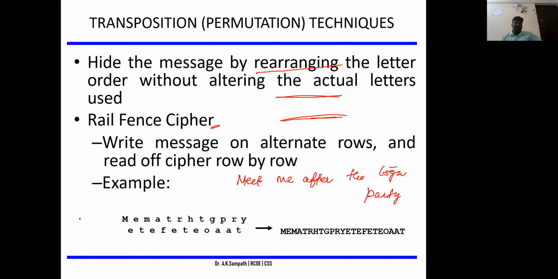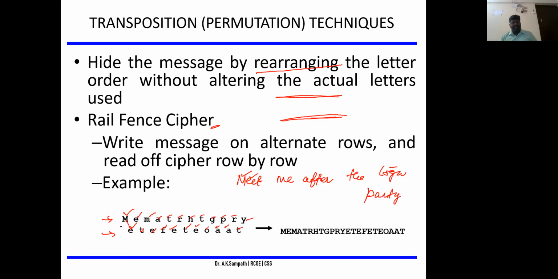As I mentioned, I need to have two lines, first line and second line, let's assume. The first letter is to be placed in the first line, the second letter has to be placed in the second line, maintaining this pattern. And then the third letter here: M, E, E, T, M, E, A, F, T, E, R, T, H, E, T, O, G, A, P, A, R, T, Y.